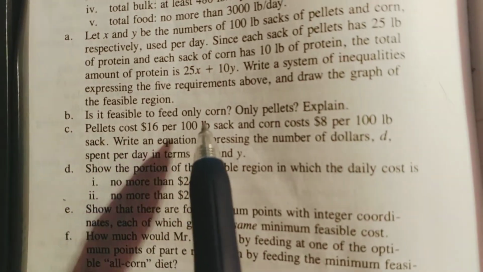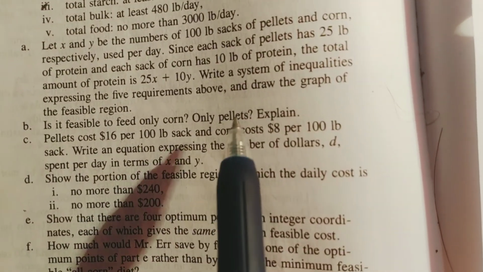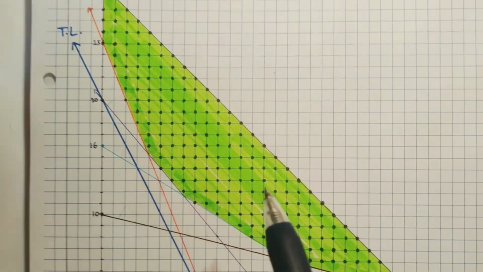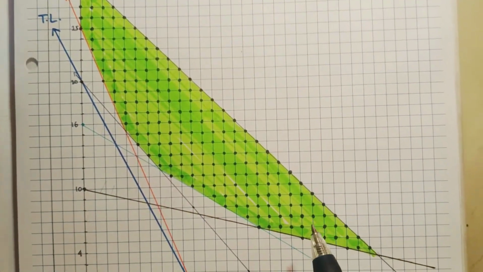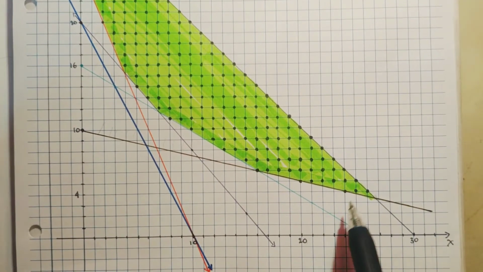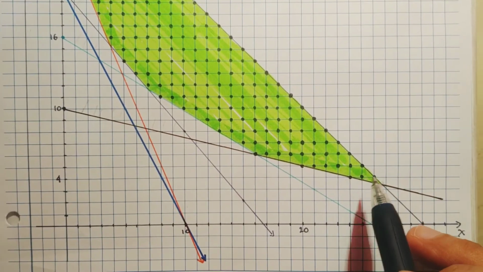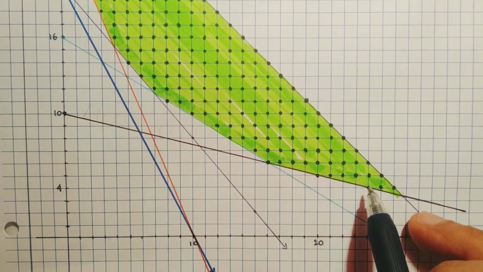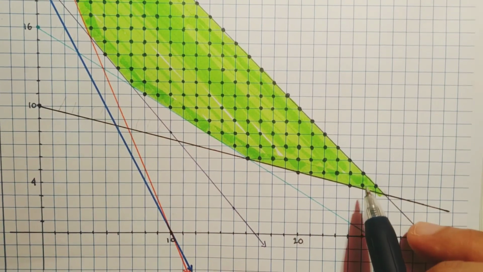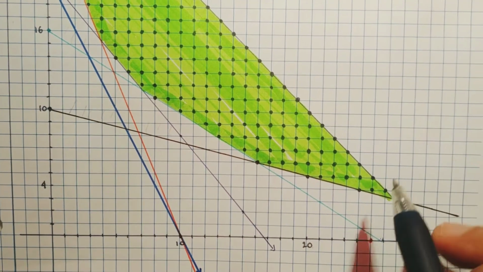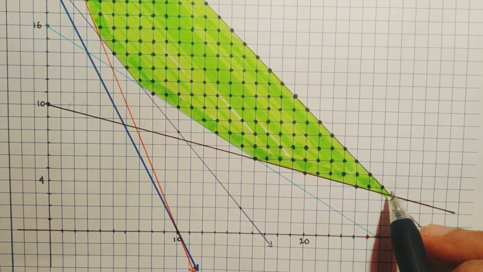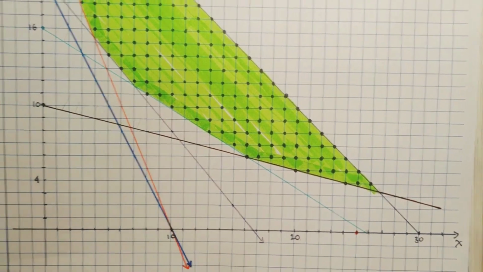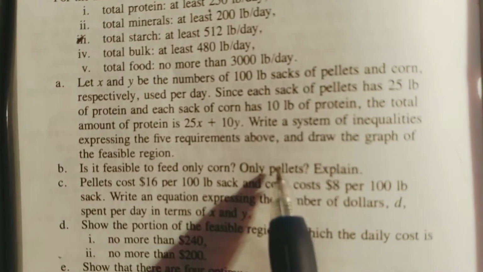It is feasible. But how about only pallets? Only pallets means there is no corn, no y, the y equals 0. Do we have inside the feasible region any pair that has y equals 0? No. Since the least value of y, if we are looking for integers, is 4, right? So inside the feasible region, we can only accept 4 as the least value for sacks of corn. Or if we are looking for non-integers, you have to find the value of this intersection. So the answer for the second question is no, only pallets.